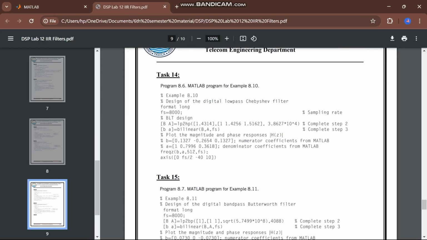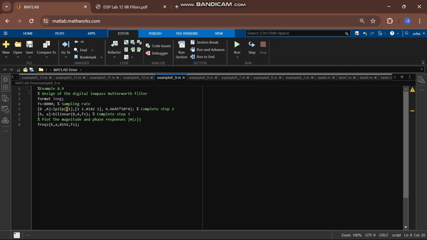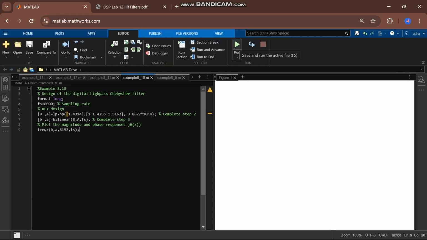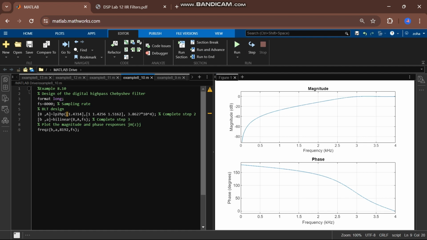Now we are designing the low-pass Chebyshev filter. We have used the low-pass to high-pass transformation, and the order of the filter taken here is second order, and 3.867 times 10 raised to power 4 is the cutoff frequency. Here is the output.